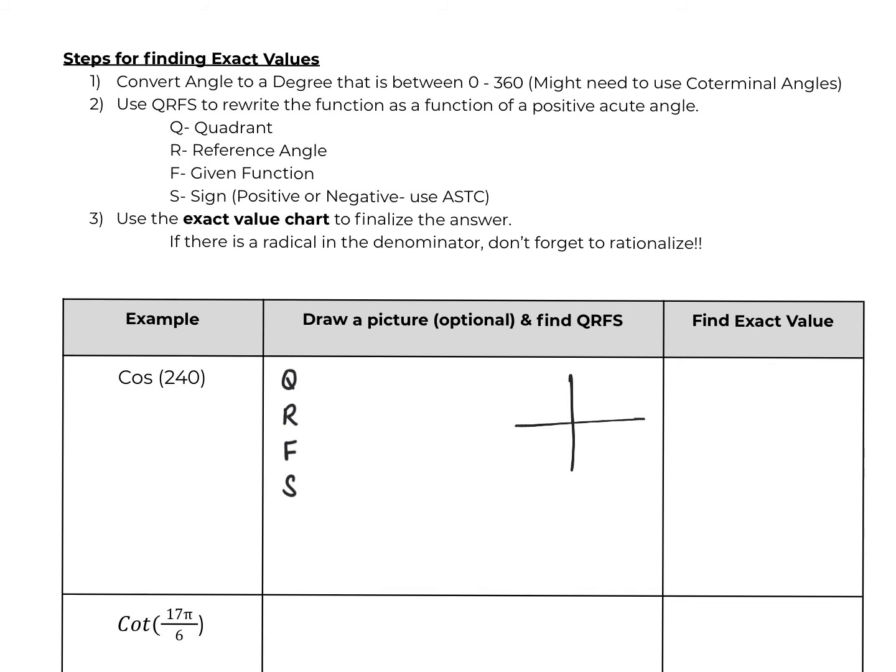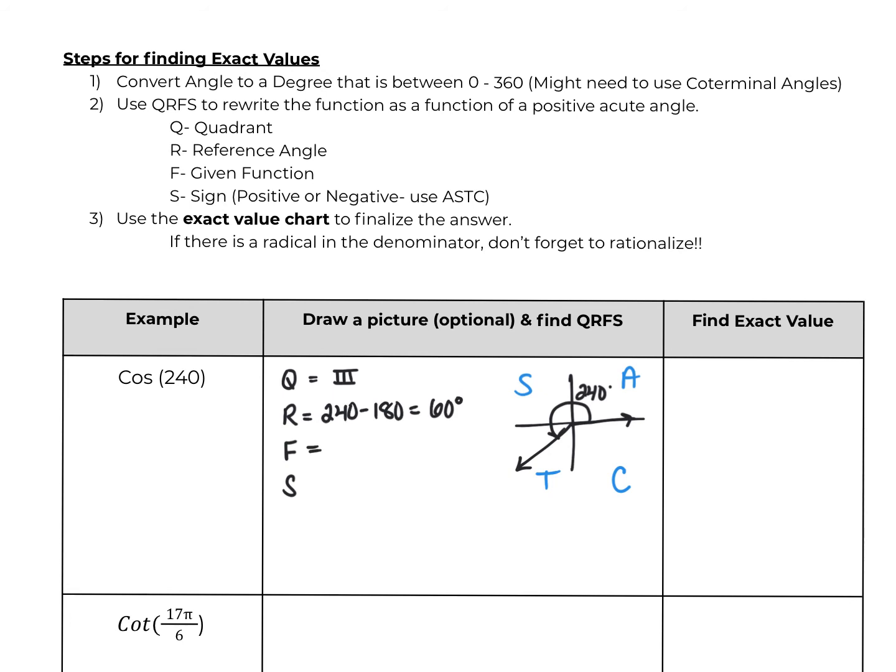So 240 degrees would probably be an angle that would end in quadrant 3 somewhere. So 240, right? Then we have All Students Take Calc. I always like to write that, that helps. So we know that Q, we're in quadrant 3. Well, how do you find a reference angle? That's what R stands for, a reference angle. For quadrant 3, if you look at the front page, a reference angle is the angle 240 minus 180. So in this case, it would be 60 degrees.